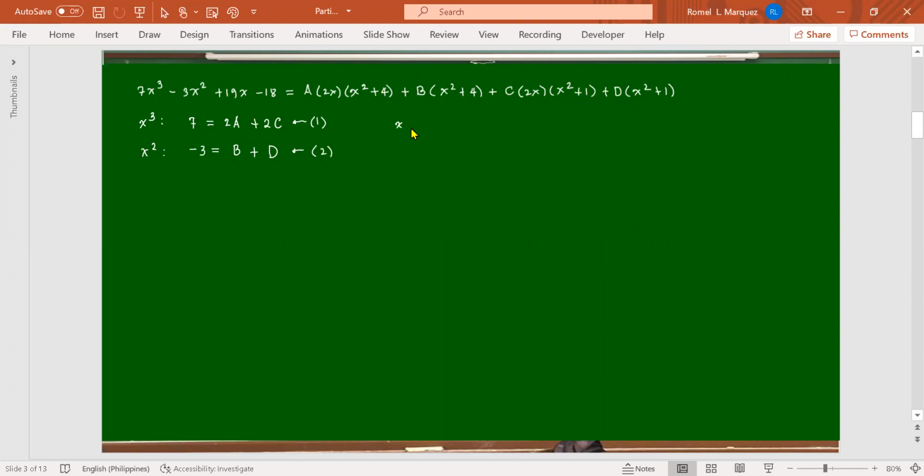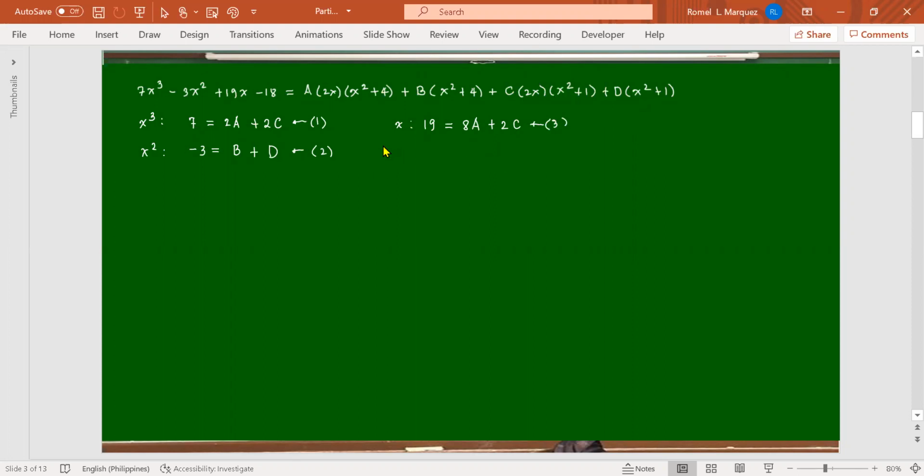And then for linear x, the coefficient is 19 on the left side, and on the right side, the linear term will have a numerical coefficient of, so here we have 8ax, so we have 8a, the numerical coefficient. And then from this third term, when c2x is multiplied to 1, we get plus 2cx. So the numerical coefficient of x is 2c. Okay, so this is our equation number 3.